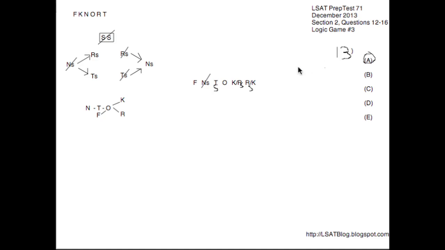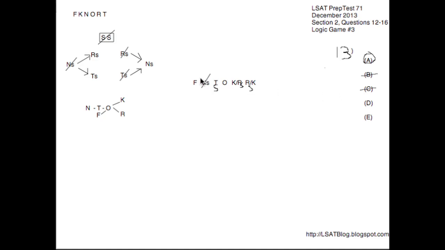Could K be summarized? Well, remember, since R is summarized and K and R will be consecutive in either order, K cannot be summarized as well, so B is gone. Looking at C, O is summarized. Not possible since O is next to T, and T has to be summarized since N is not due to the second rule. So C is gone. Looking at D, T before F.